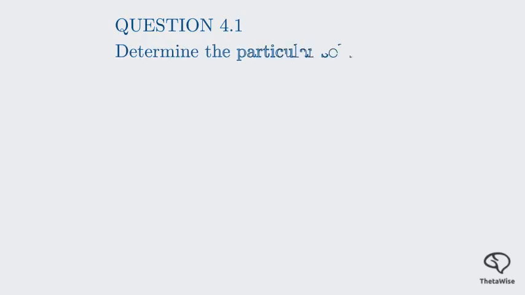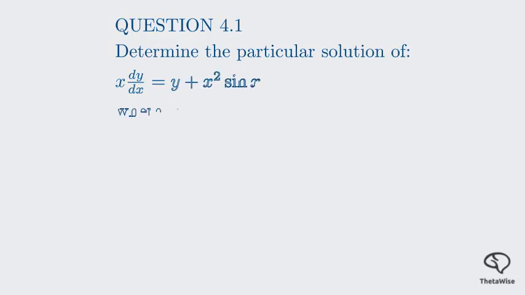Question 4.1 asks us to determine the particular solution of x times dy/dx equals y plus x squared times sin of x, given the initial condition that y of pi equals 0. Before we can solve this, we need to identify what type of differential equation it is. Notice that we have y and dy/dx. This tells us it's a first-order equation.